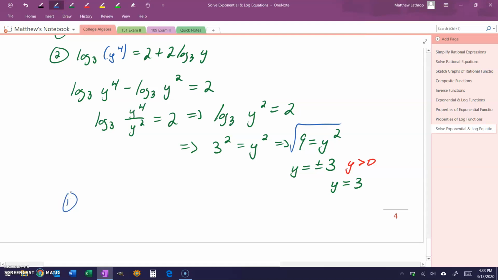Taking that result, we can go back to equation 1 and substitute in this value of y equals 3 to get x is equal to 81, and our single xy coordinate pair that's a solution to this system will be the point 81, 3, or x equals 81, y equals 3.